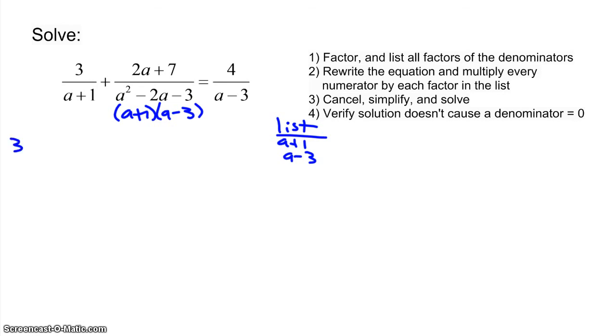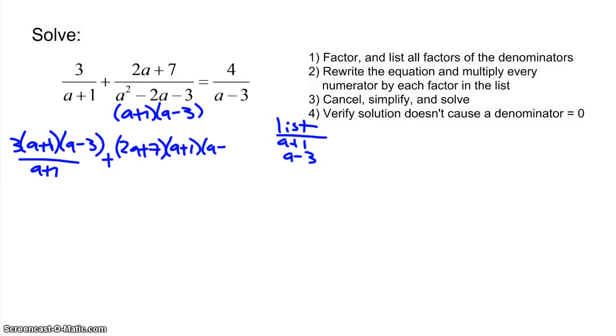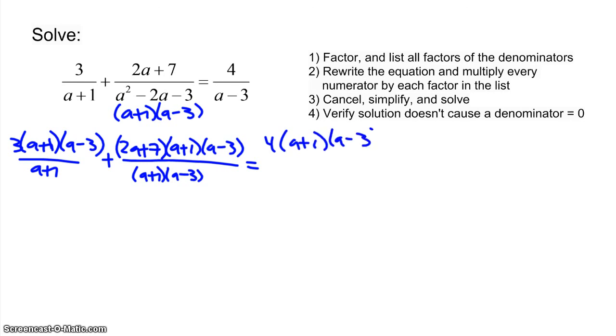So I'm going to say 3 times a plus 1 times a minus 3 over a plus 1 plus 2a plus 7, all of that multiplied by everything on the list, a minus 3 over a plus 1 times a minus 3 equals 4 times everything on the list, a plus 1, a minus 3 over a minus 3. And then go back and cancel. Okay, here we got canceling both. And this one cancels the a plus 1. So what am I left with here?